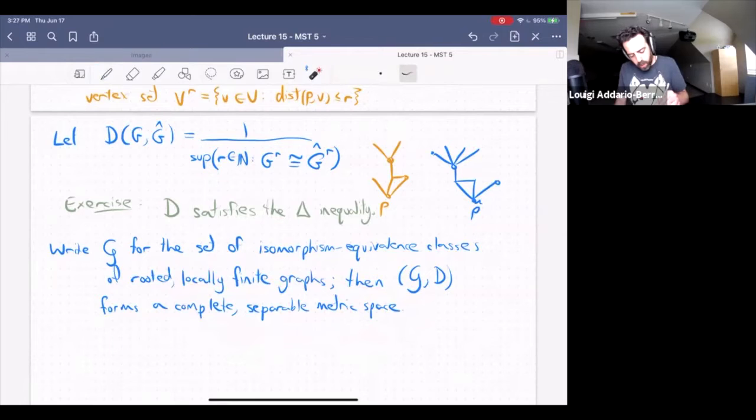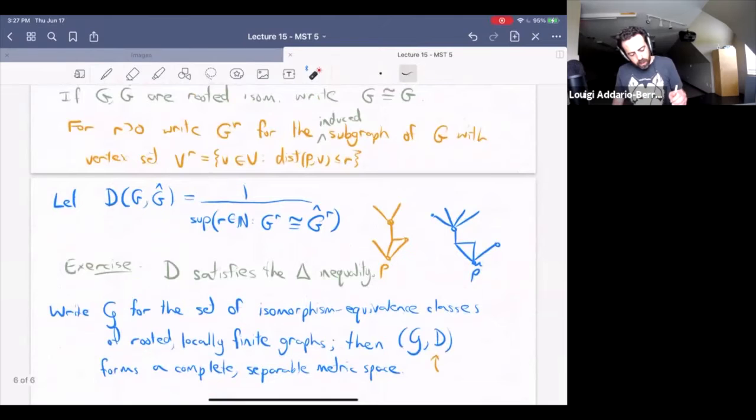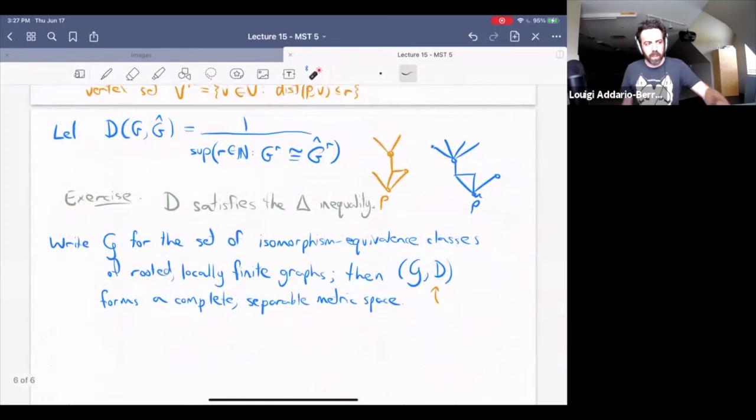In particular, convergence in distribution is defined by convergence of expectations of bounded continuous functions and things like that. One small comment here: I'm abusing notation a little bit because D was defined for graphs, and now I'm applying it to equivalence classes. But it doesn't matter what representative I pick to measure the distance between two equivalence classes, because the distance only cares about isomorphism anyway.